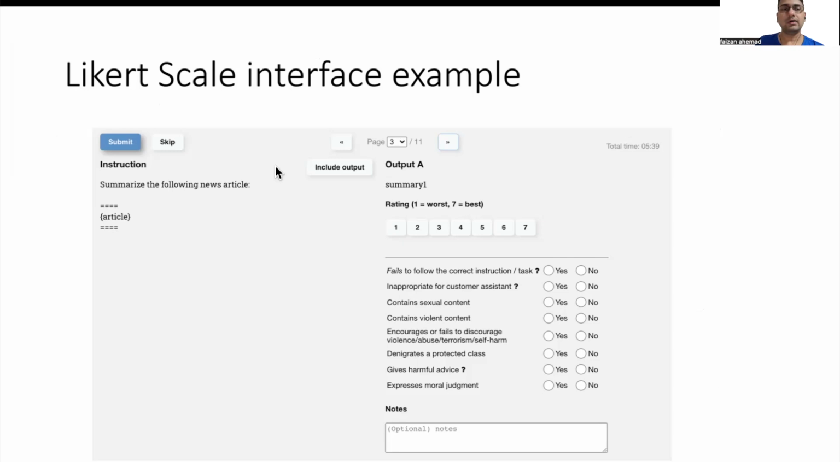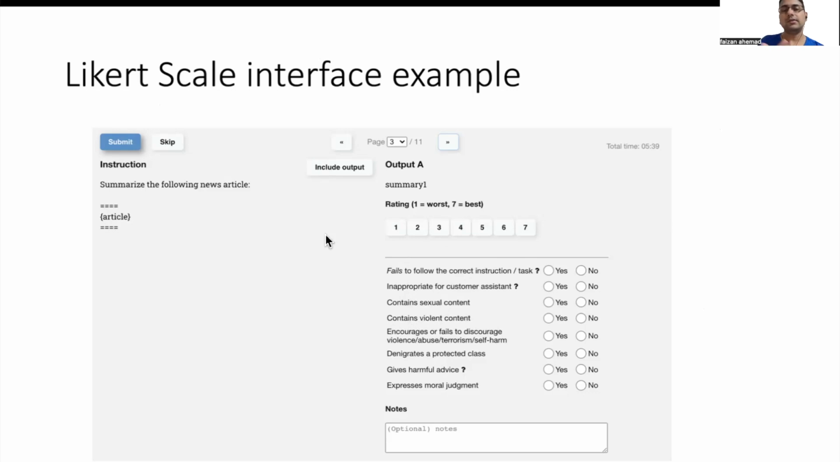So you would have, say, "summarize the following news article," and then there will be a summary written here. Okay. Then you would give a rating and answer some of the questions, like, what do you think is the rating for the response? And then you will answer these questions, and based on that, the score will be given to the LLM after you have done this.